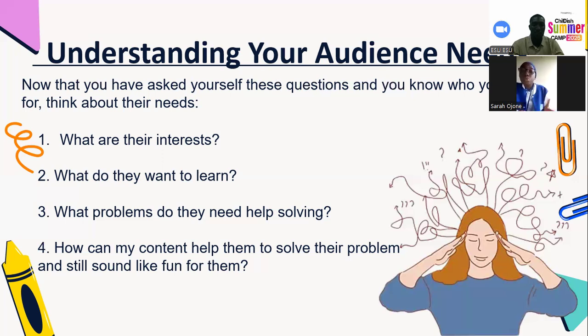If it is a school student, what will a pupil be interested in knowing? So I need to understand the interest of my audience. Secondly, what do they want to learn? As a student, what would be my interest in learning? What would I want to know about the world? If I'm a teenager, a youth, a child, or a business person, what would I want to know about my business?